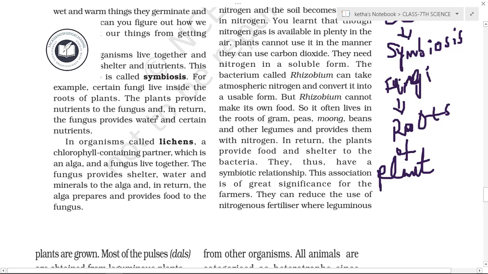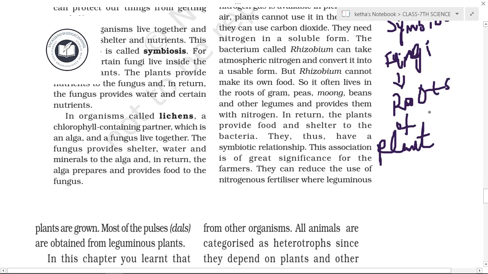The plant provides nutrients to the fungus, and in return the fungus provides water and certain nutrients. So this fungus helps the plant to survive by providing water and some nutrients. As the plant lets the fungus live inside its root, it shares its nutrients with the fungus, and in return the fungus provides water and certain nutrients to the plant.